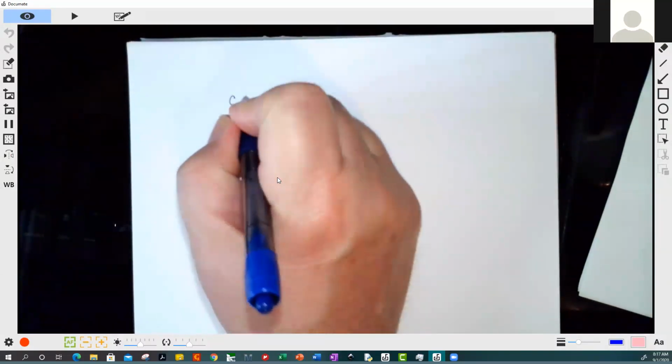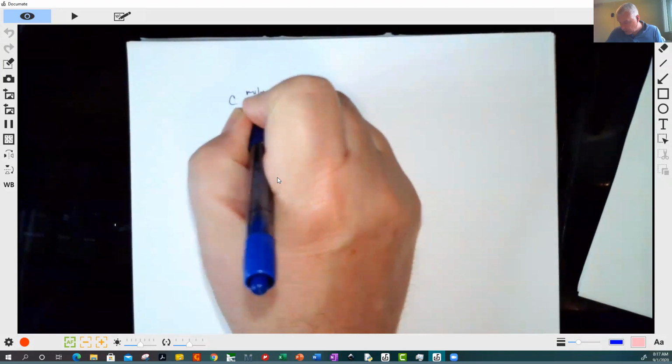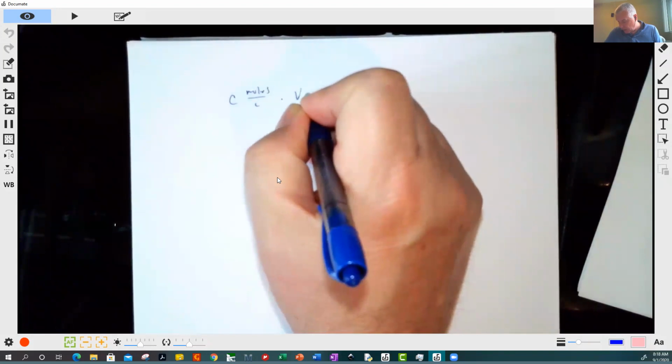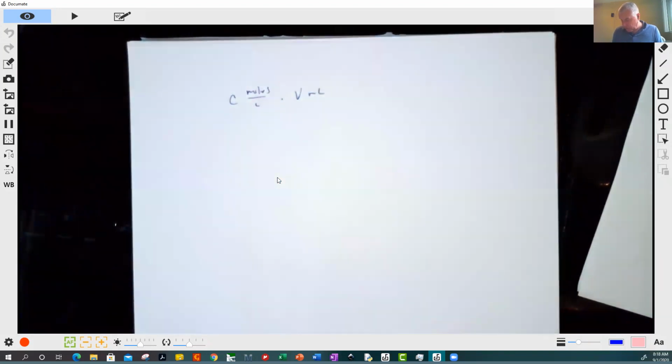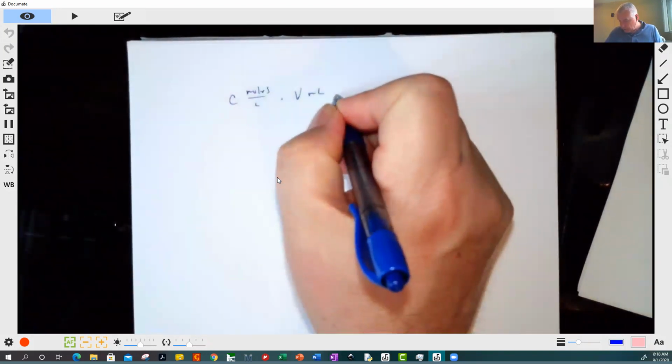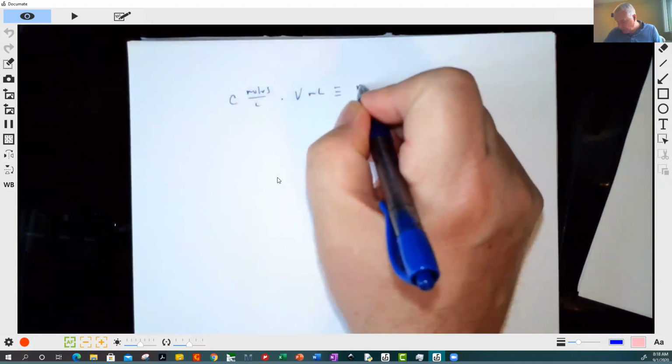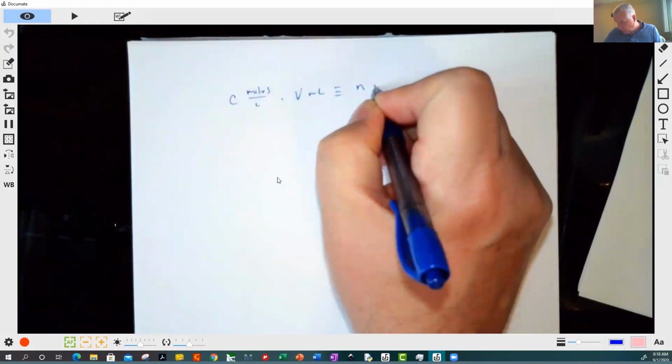So I'll just write that down. So concentration in moles per liter times volume in milliliters, right, is actually identical to number of millimoles.